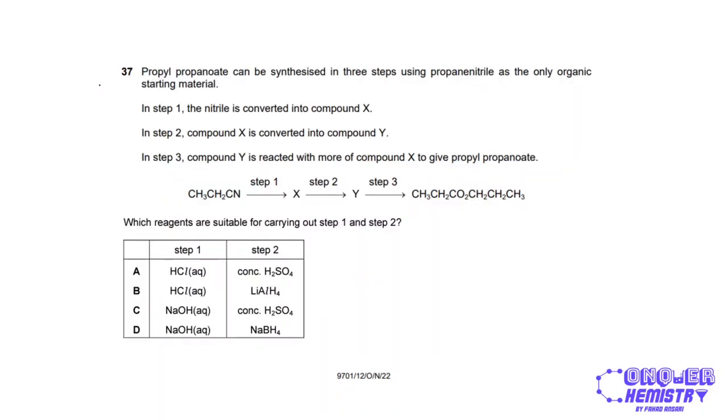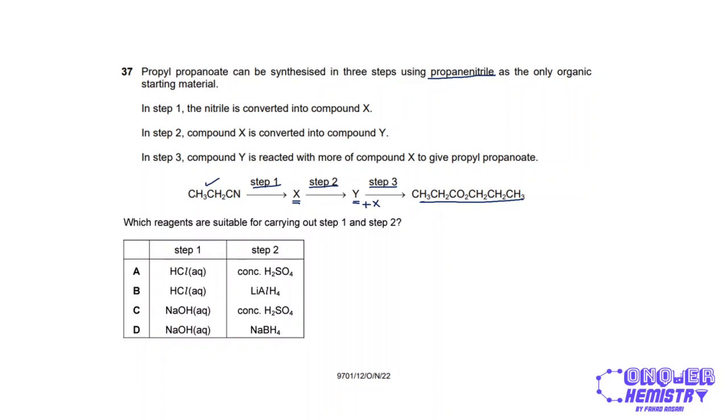All right, so we have propyl propanoate, an ester that's been made using propanenitrile using 3 steps. So we have propanenitrile over here. In step 1, it's been converted to compound X. In step 2, it's been converted into compound Y. And then in step 3, Y is going to react with more of compound X to form the propyl propanoate. Right. So which reagents are suitable for carrying out step 1 and step 2?